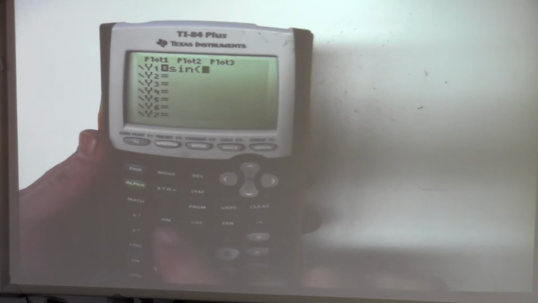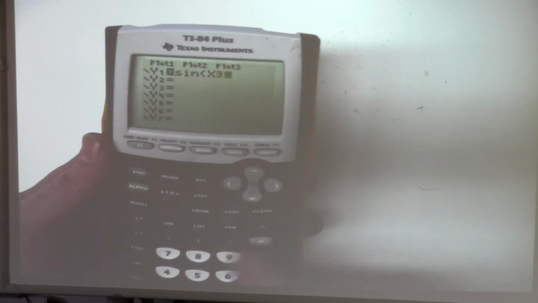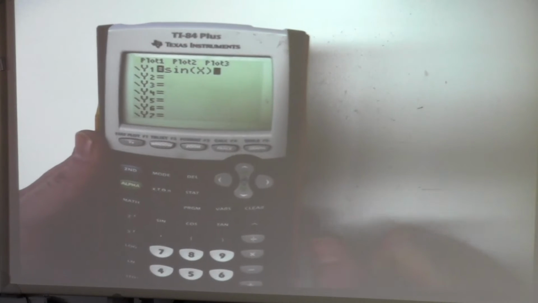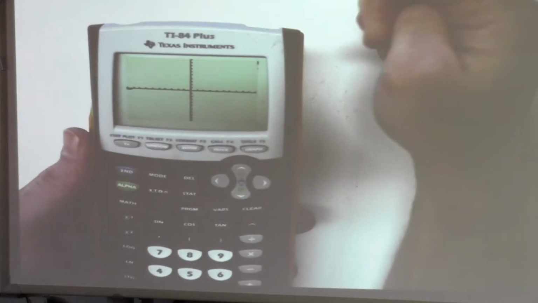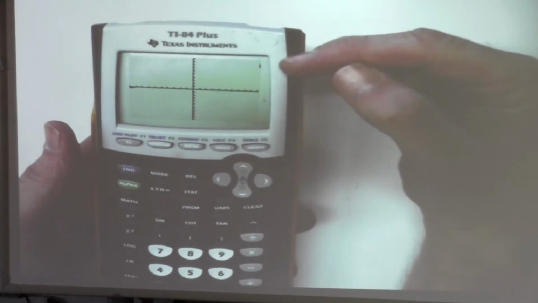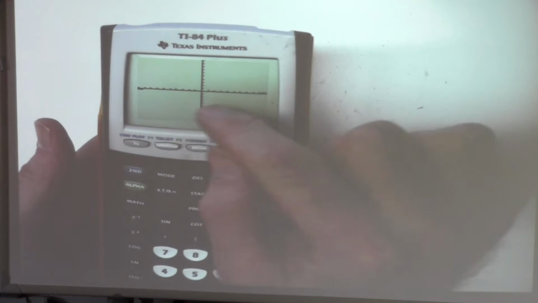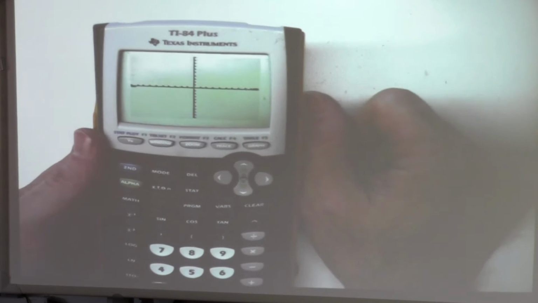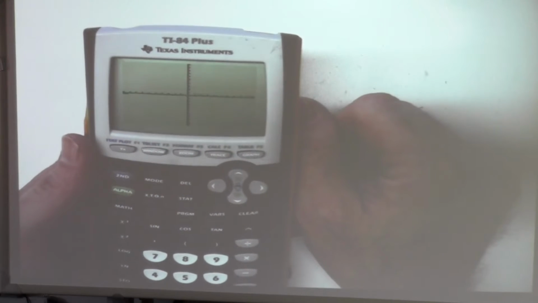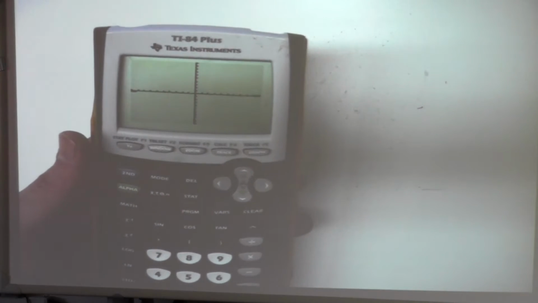So we'll do sine of x, parentheses. When I graph that, there's the basic graph. This tells you it's working, and when it's done, oh, it's done working, but it's got some weird things here. That's because there are two things you need to do before you graph trig functions.